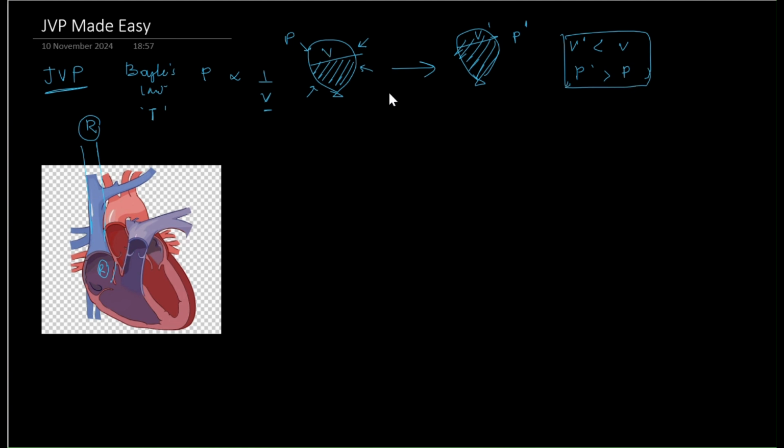Now, this example was a balloon filled with water. But whatever we are going to talk about now is the heart filled with blood. So instead of the balloon, think of a heart. Instead of the water, think of blood. And now let's start understanding the pressures and the waveforms.